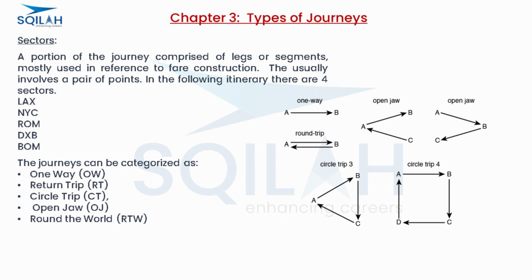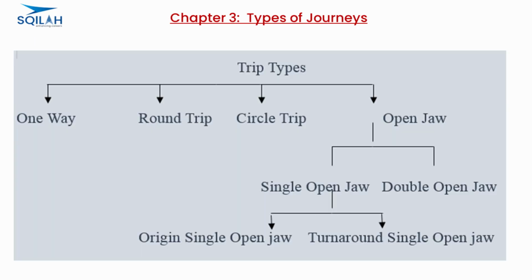BOM. The journeys can be categorized as one-way, OW, return trip, RT, circle trip, CT, open jaw, OJ, round the world, RTW. The figure shows the different trip types.